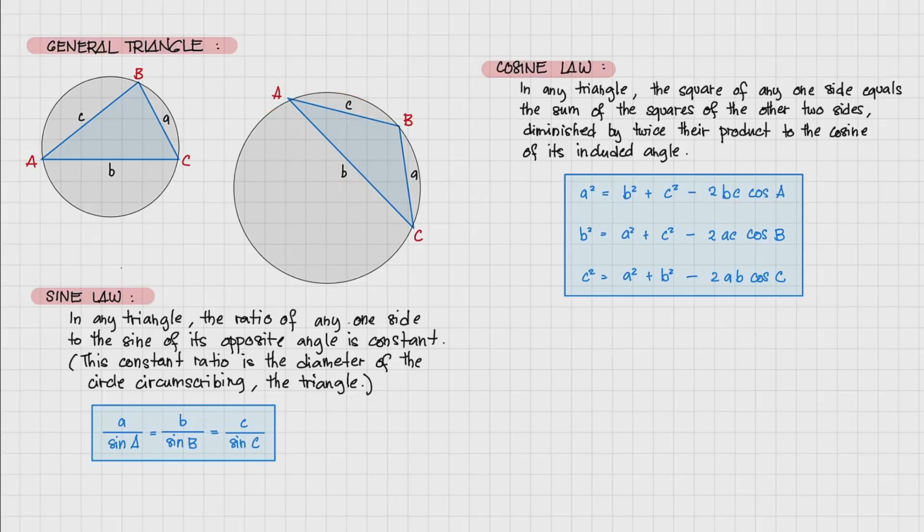So, if we're going to consider side b, so it would be b squared is equal to a squared plus c squared minus 2 times a times c times cosine B. So, cosine between these two sides, or the angle between those two sides. And if we consider this side c, so it would be c squared is equal to a squared plus b squared minus 2 times a times b times cosine of the angle between these two sides, which is C. So, that's cosine C.